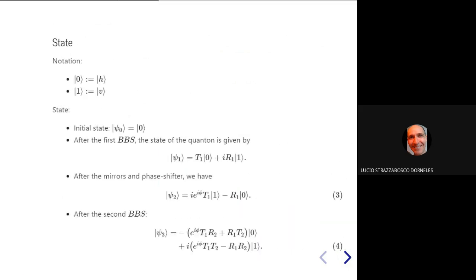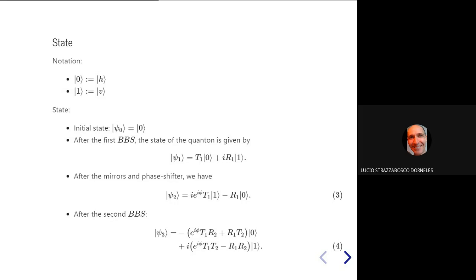Here are the wave functions of each step. So we use these notations. If you have a horizontal move in this Mach-Zehnder interferometer, you have the cat 0, and if you have a vertical move, you have a cat 1. So the initial state here is C0 equals cat 0.